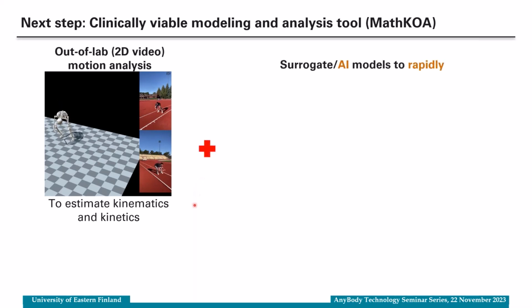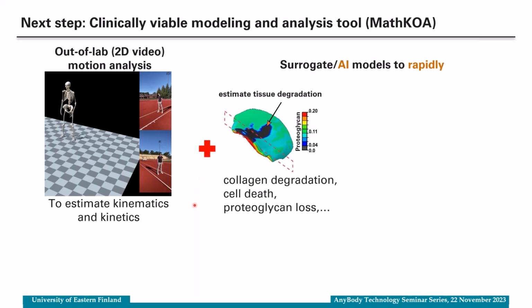And also we plan to develop some surrogate models or AI methods to accelerate the analysis, which then provides us the tissue mechanics, including degradation of the tissue, in less than a second or several seconds, compared to the several hours which the finite element models take to run.